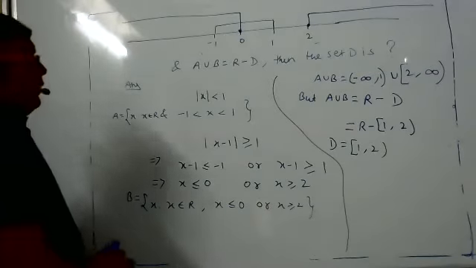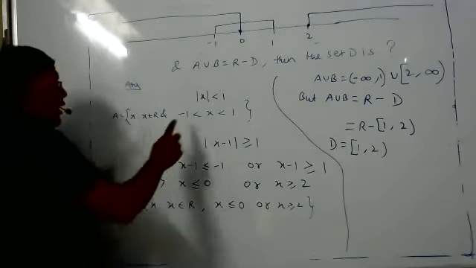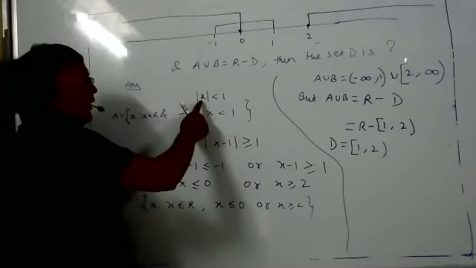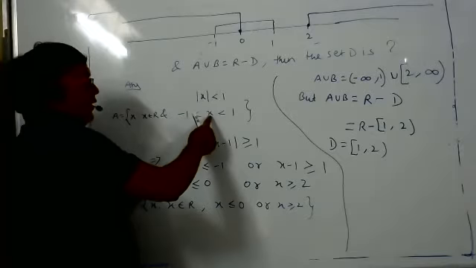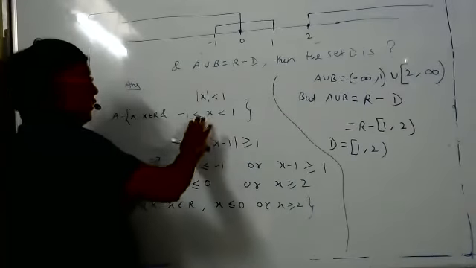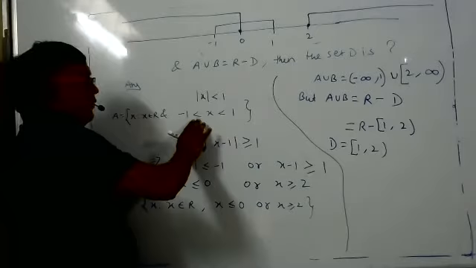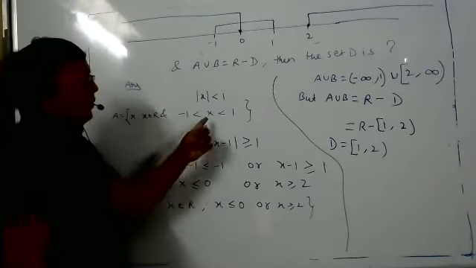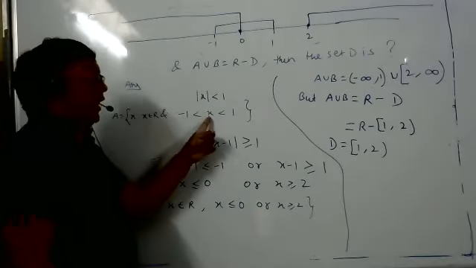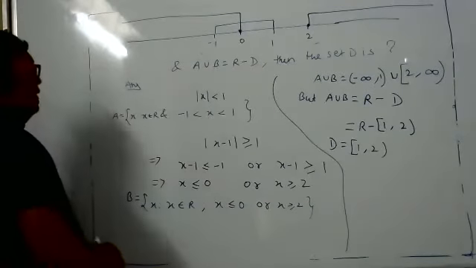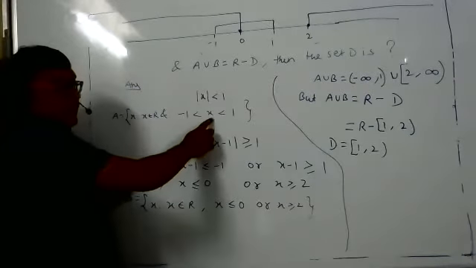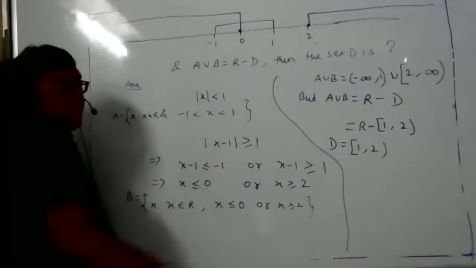Now see here what happened. Mod x is less than 1. So what can be x? x can be anything from -1 to 1. x can be negative also. If x is negative, then also its mod will be less than 1 only. I'm not saying that mod is negative. I'm saying x is negative. Even if x is negative, its mod can be less than 1.